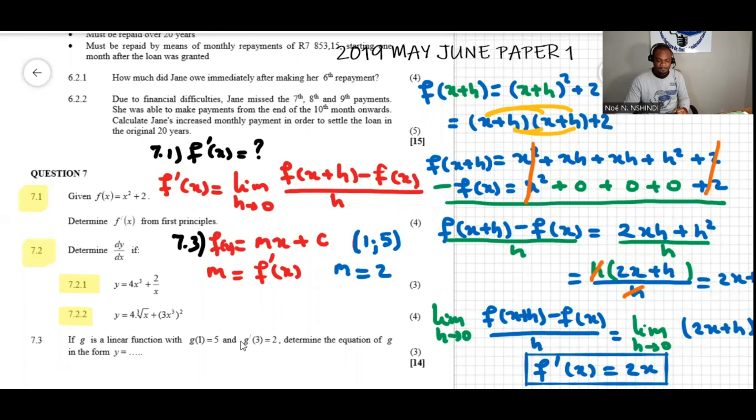So either the point x equal to 3 or x equal to 4 or whatever point it is, because it's a linear function. Linear functions are straight lines and the gradients are constant.